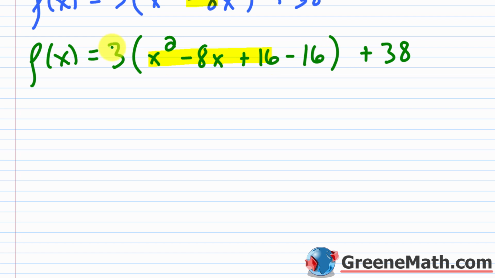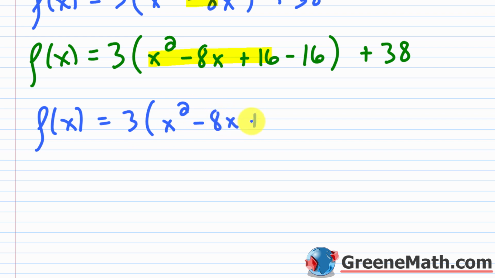So what you'd want to do is distribute the 3 to the negative 16 to move it outside. So I'm going to go ahead and say that we have f of x is equal to 3 times the quantity x squared minus 8x plus 16. You can close that down, but again, distribute the 3 to the negative 16 there. So let's go plus 3 times negative 16, and then you have plus 38.